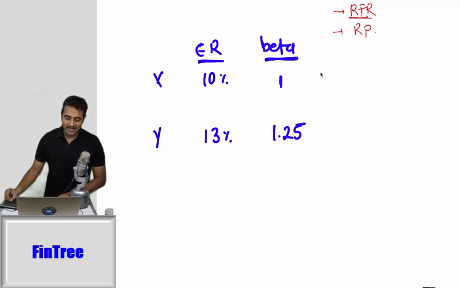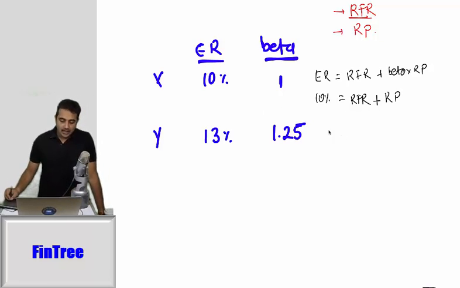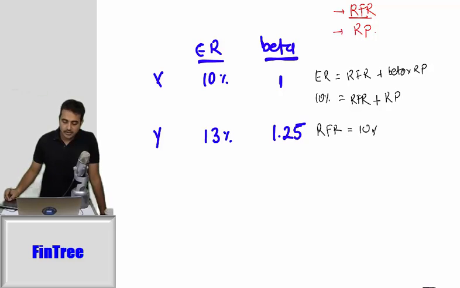So expected return should be RFR plus whatever is the beta into the risk premium. Now for the first stock it is 10%. We don't know RFR, so let me keep it as RFR. Beta is 1 and therefore it is risk premium. So that is the equation. Now what we can say is RFR is equal to 10% minus risk premium. Agree with this?